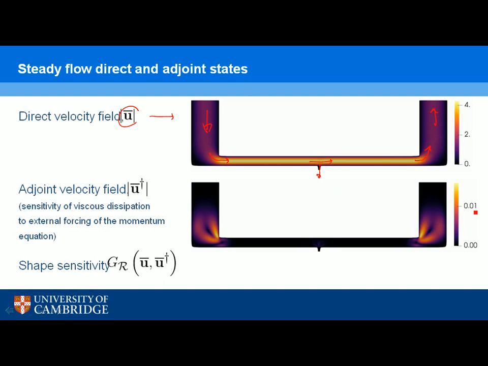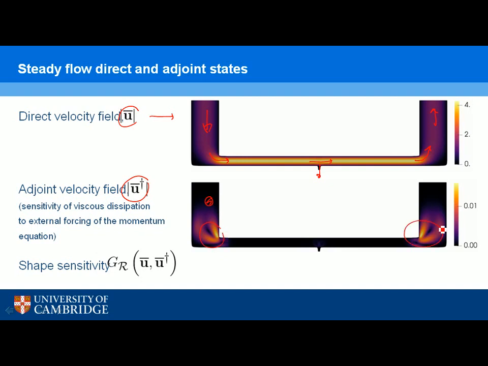For this optimization procedure we use adjoint-based gradients, and that means calculating the adjoint velocity field, which we call U-bar dagger. And this has a physical meaning. It's the sensitivity of our cost function, the viscous dissipation, to external forcing of the momentum equation. In other words, if we were to magically add some momentum somewhere in the fluid, we'd find it would have most influence on the viscous dissipation around these corners here.